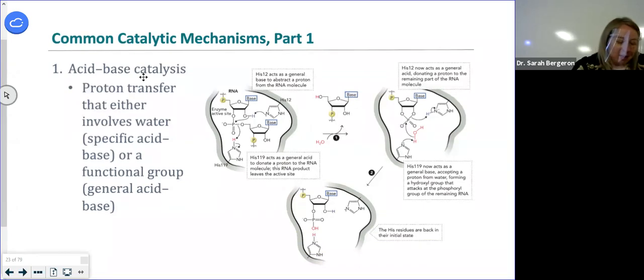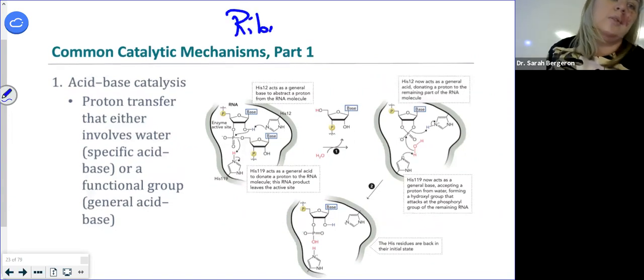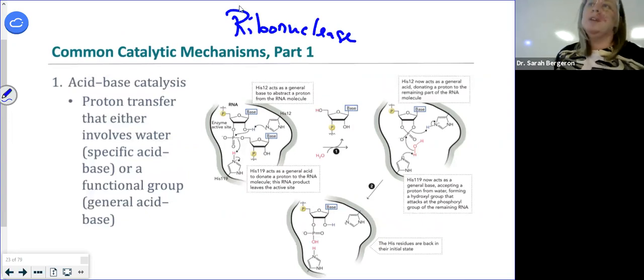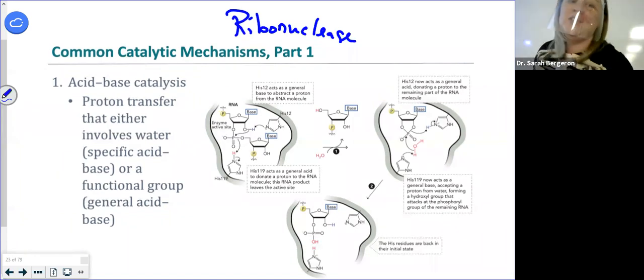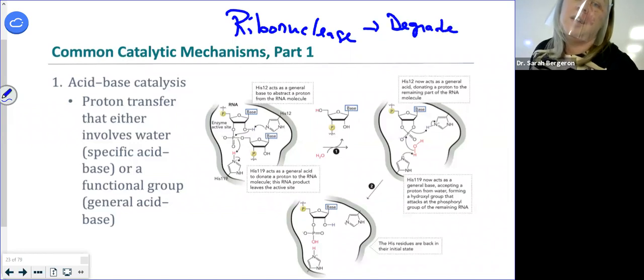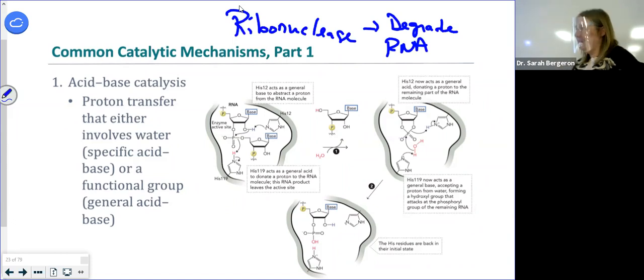We're gonna talk about this is a general acid-base catalysis mechanism, and this happens in a ribonuclease enzyme. So if it's a ribonuclease, what does it do? Ribo for RNA or DNA? RNA. Okay, so we're going to do something to RNA. It's an enzyme that's going to degrade RNA. Okay. So we have a nucleic acid, and we're going to try and break off individual residues from that nucleic acid, right? So this is our example of using acid base.